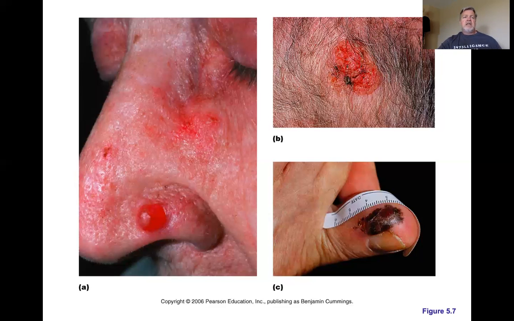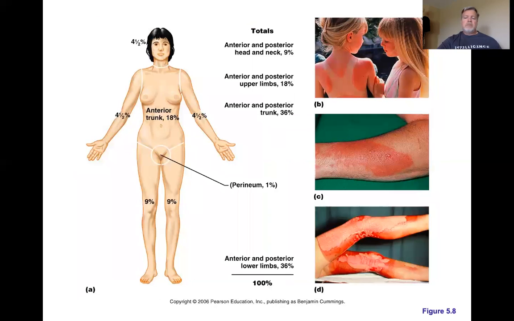Okay, let's leave our skin cancers and go into burns. When it comes to burns, we have first, second, third, and believe it or not, there's actually a 4th degree burn. So a 1st degree burn is only the epidermis that's damaged. So you end up with localized redness, swelling, and pain. So most of your sunburns are just 1st degree burns.